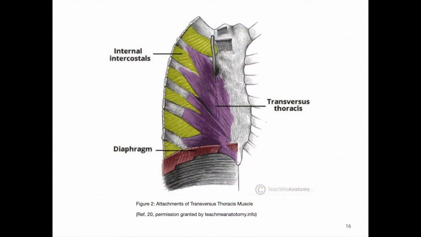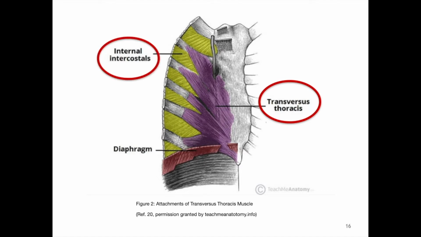This is a view on the inside of the sternum with the attachments of the transversus thoracic muscle. In addition, we can well distinguish the internal intercostal muscles. Transversus thoracic muscle action results in a weak depression of the ribs. The muscle is innervated by the 2nd to the 6th intercostal nerves.